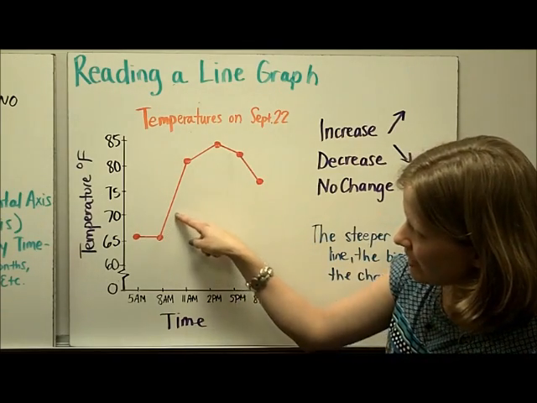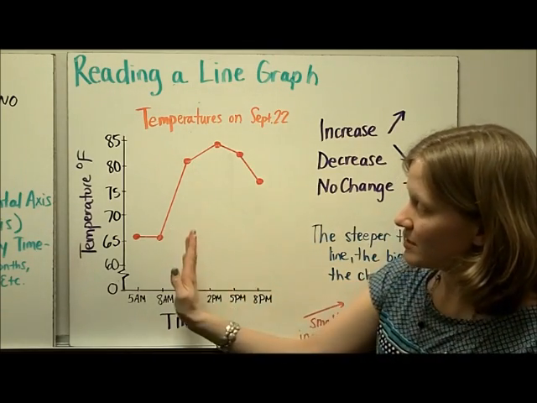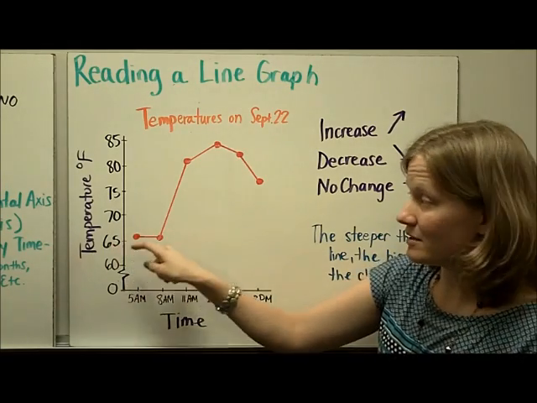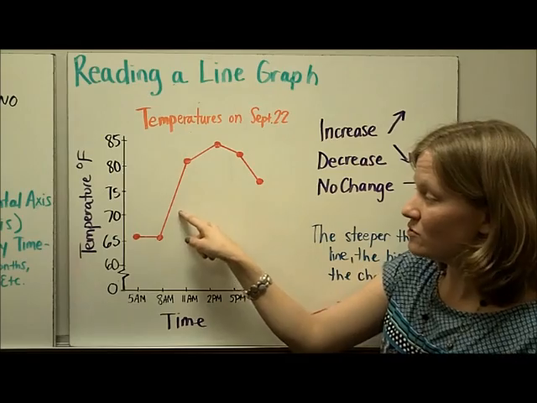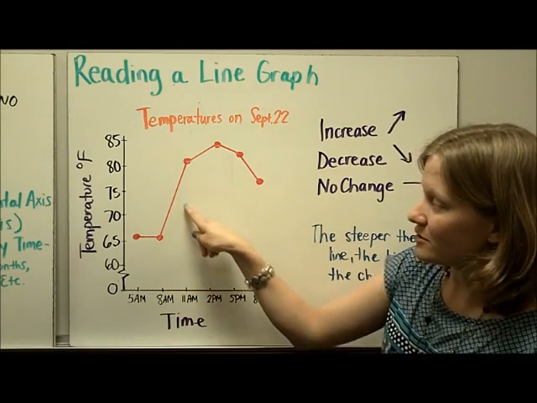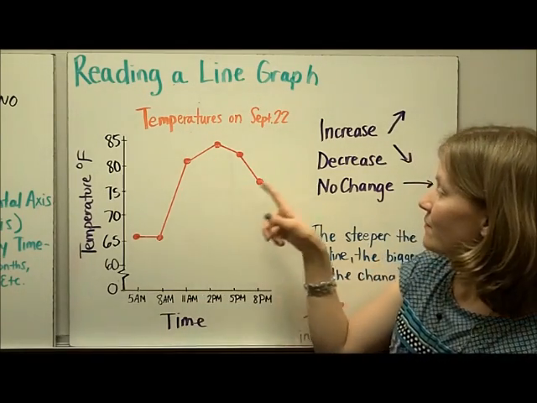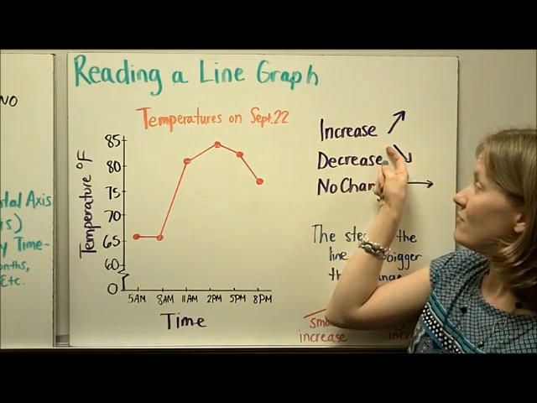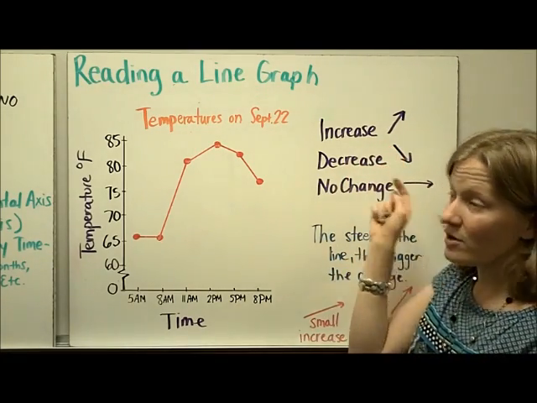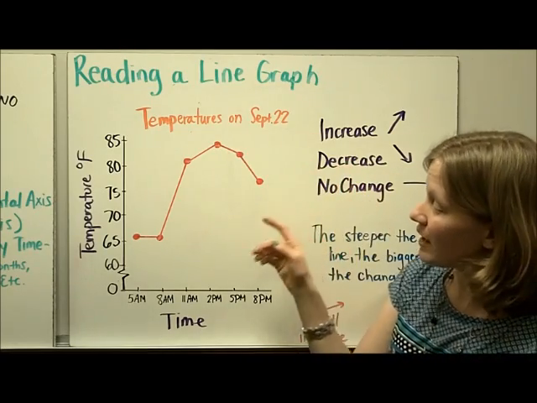So here we can see that there's an increase because the line is slanted up as it continues. There's also an increase here. So we have two groups of 3 hours where the temperature has increased. A decrease is shown on a line graph if the line trends downward as you read left to right.